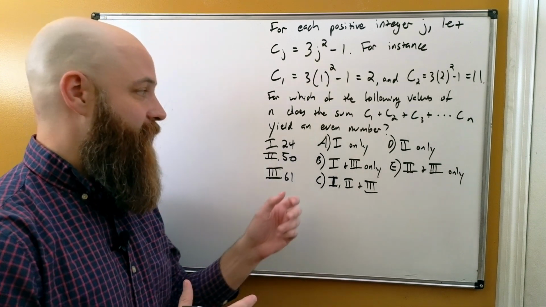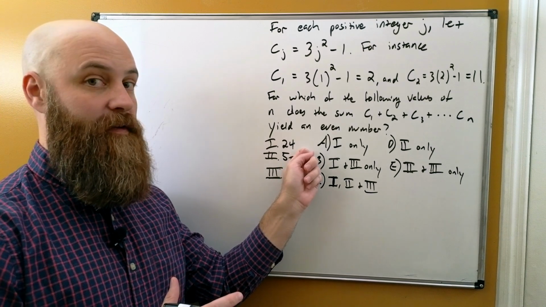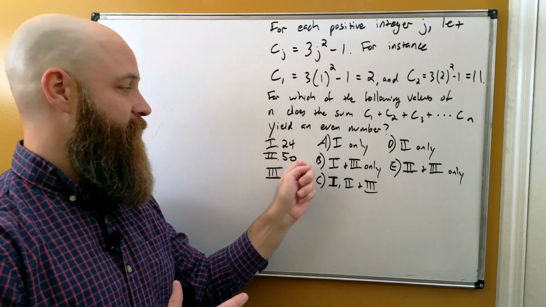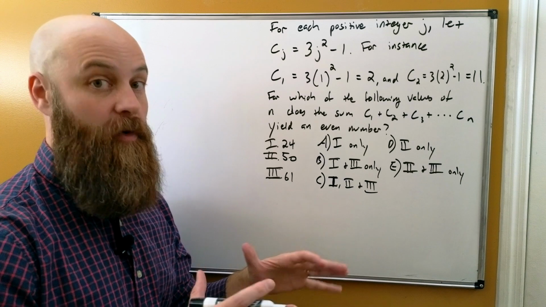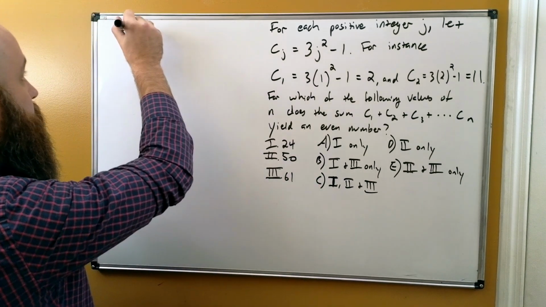And just as a side note, I think I like that method because I can't actually write out the first 24 terms of the sequence and add them up in a reasonable amount of time. First 50, 61, that's not going to work. So again, let me write out a bunch of terms and see does a pattern emerge that I can use.